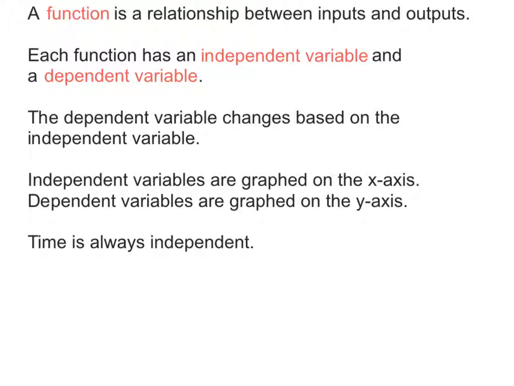Okay? So now, inputs, independent variables, are always graphed on the x-axis, where dependent variables are always graphed on the y-axis. Now, the bottom statement here, time is always independent, should make sense. Nothing can possibly control time. Time goes on and things are affected by its passage. If you don't have this written down in your notes, please pause this video and do so now.